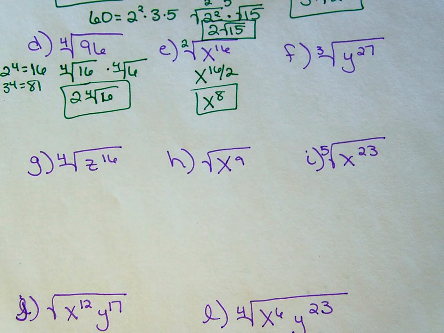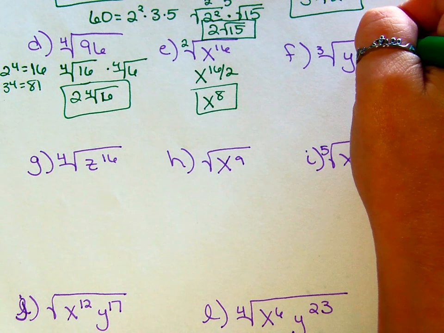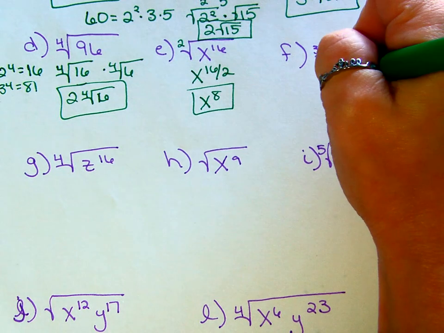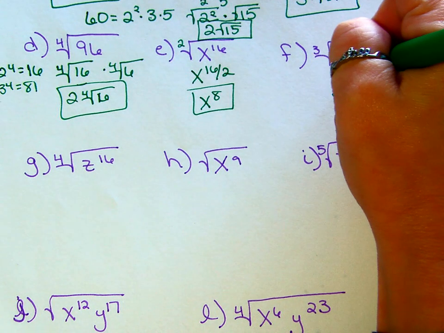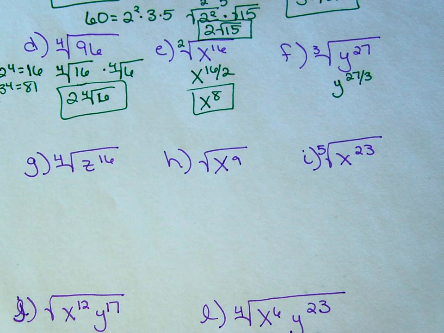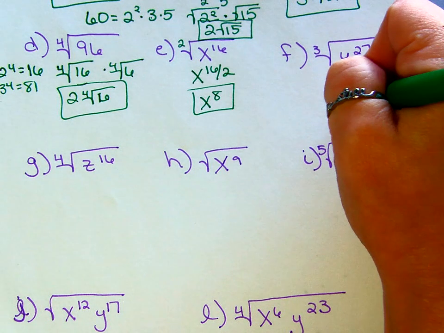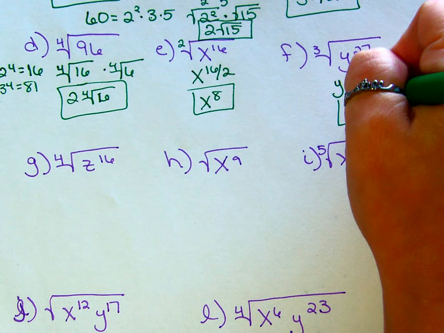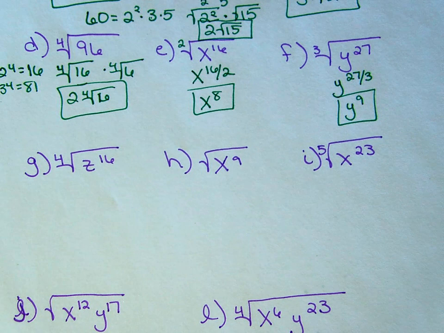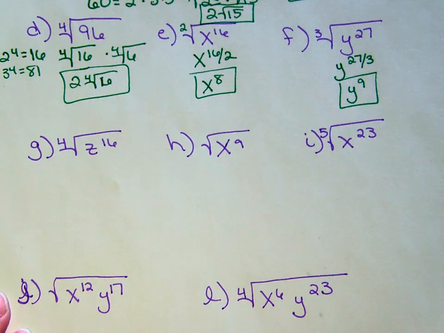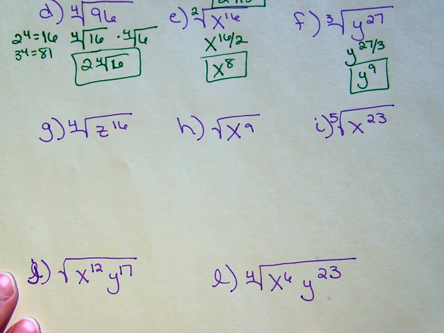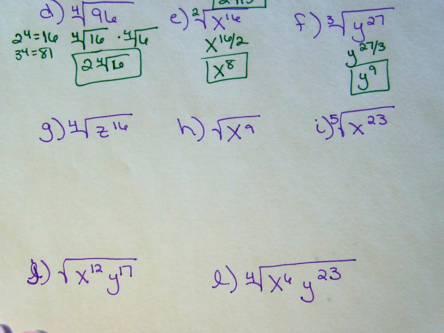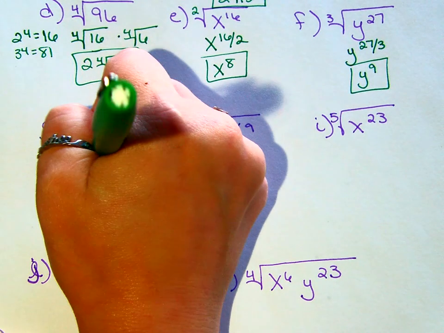So y to the 27th, we're taking the cube root of that. If we write it in exponential form, that's 27 over 3. Well, 27 divided by 3 is 9. G says the fourth root of z to the 16th. What's that going to simplify to? Z to the 4th. Because we'll have z to the 16 divided by 4, which is z to the 4th.